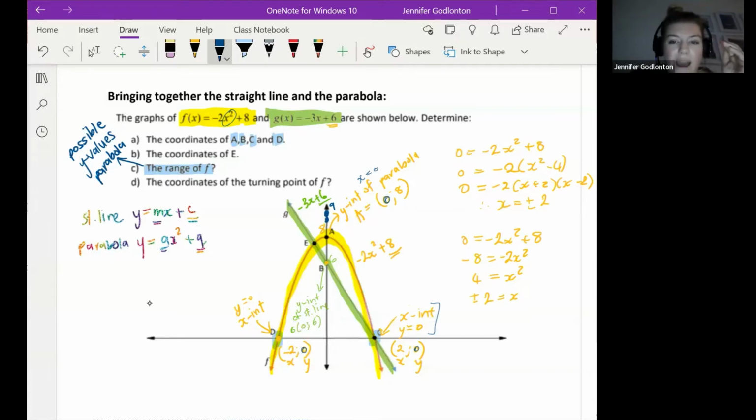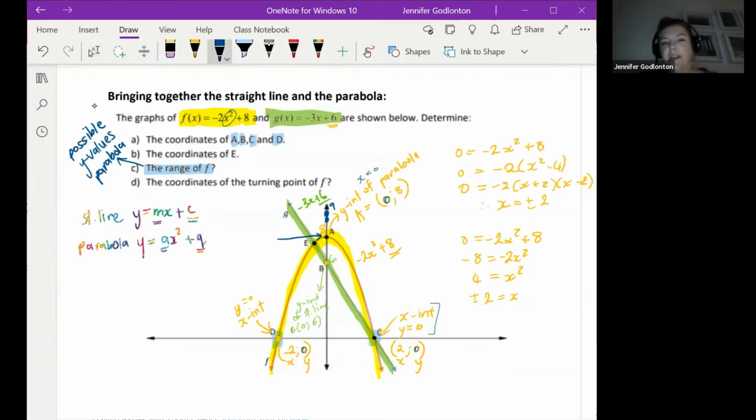What does y have to start at in order for me to start having a parabola? What is the top value that y could be in order for me to have a parabola? So think about what that would mean. 8, great guys, yes. Okay, the top value that y can be in order for my parabola to exist is y is equal to 8.